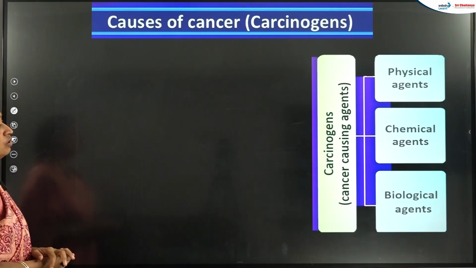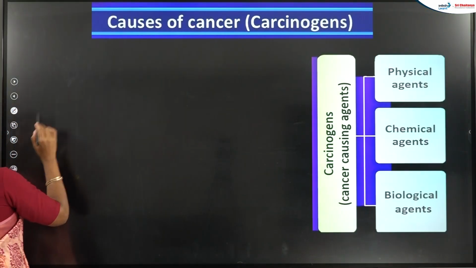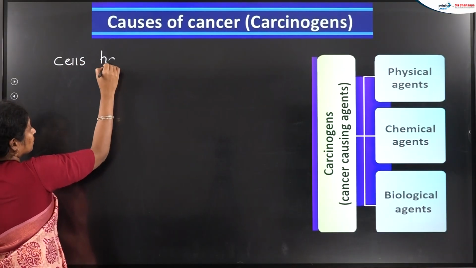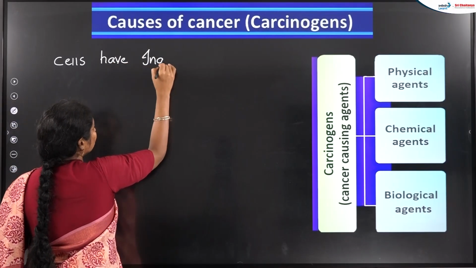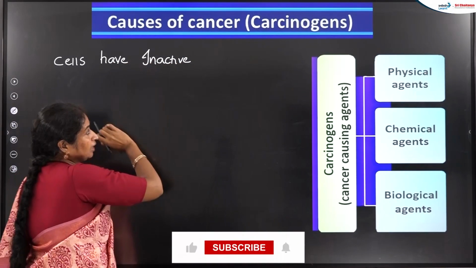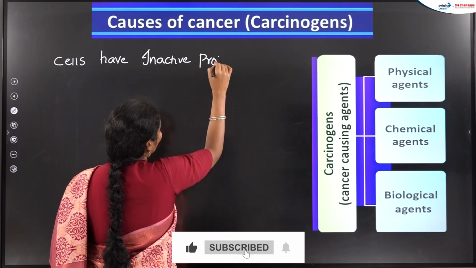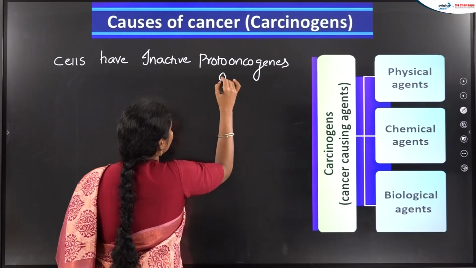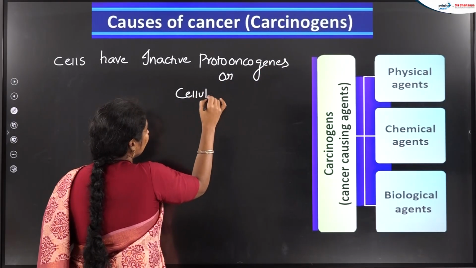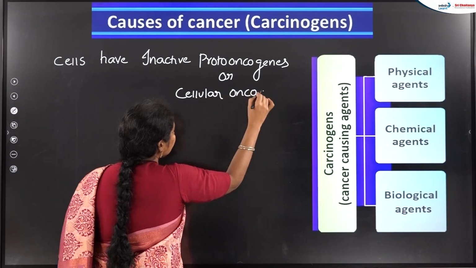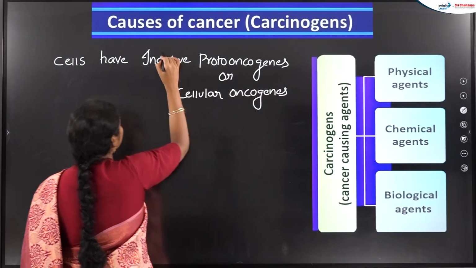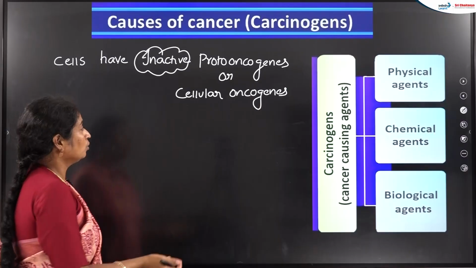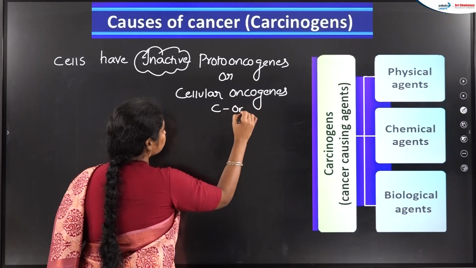Next, what are the causes of cancer? Generally, cells have inactive oncogenes. These inactive oncogenes we call proto-oncogenes, or cellular oncogenes, but they are present in an inactive state. Each and every cell has these inactive proto-oncogenes or cellular oncogenes. This is also known as C-onc.